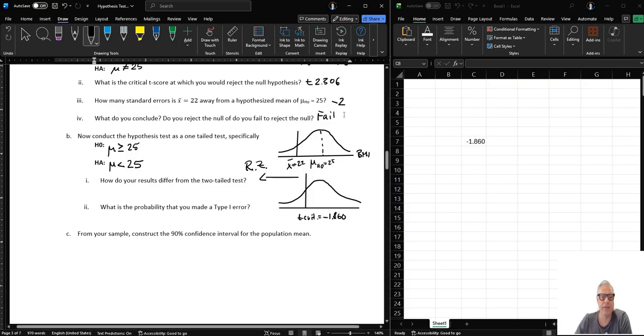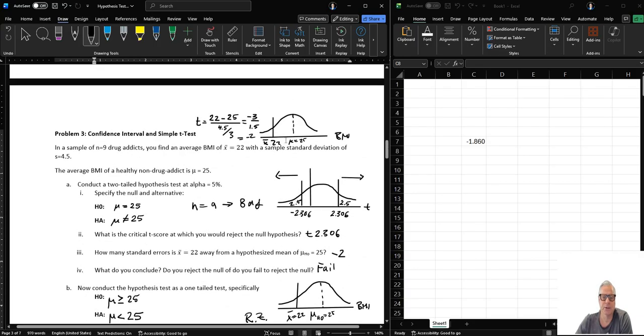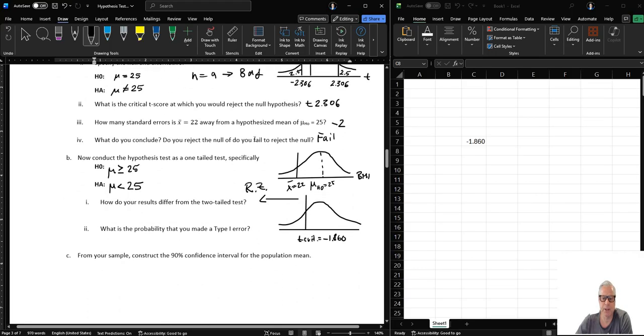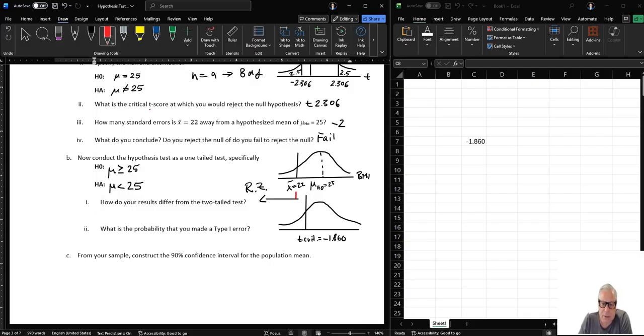And nothing has changed with our test statistic. The test statistic is still 2. So nothing has changed here. The 22 away from a 25, that is still 2 standard errors below the mean. So that means that this time our test statistic is in the rejection zone.